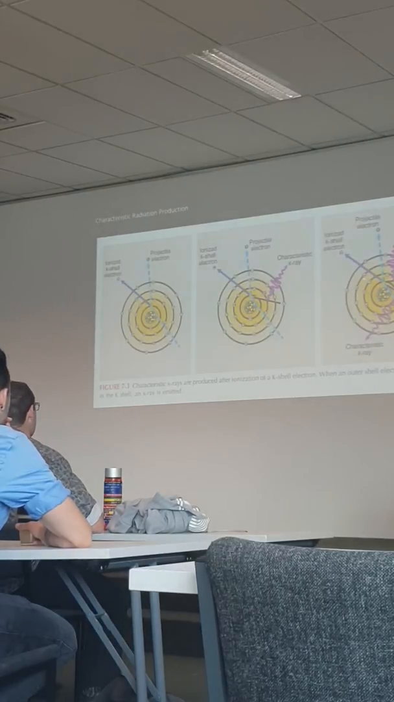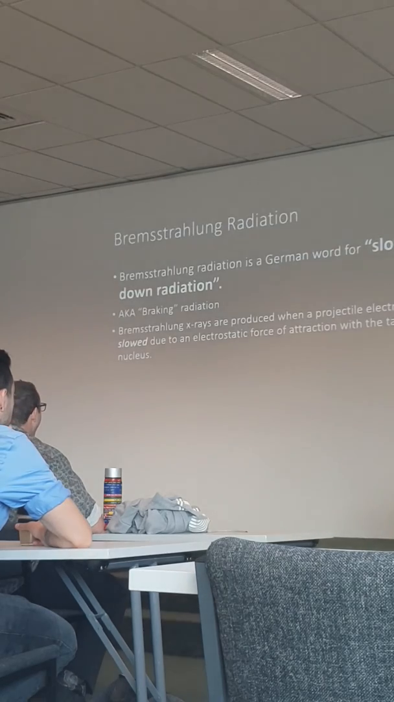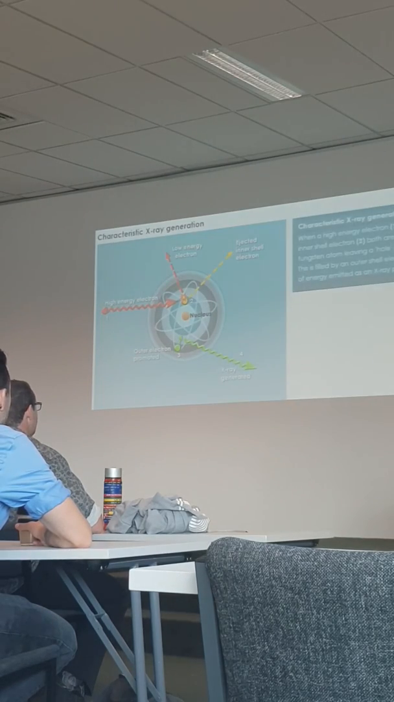So this can happen from any of the other shells, and releases those characteristic energy X-rays that are the same if you're using the same atom. So for tungsten, which we use, you're always going to get the same energy X-rays because of the binding energy of the electrons. Basically the same thing.